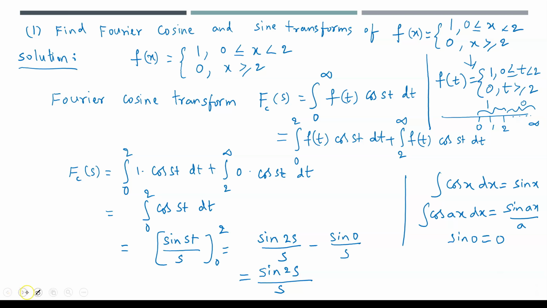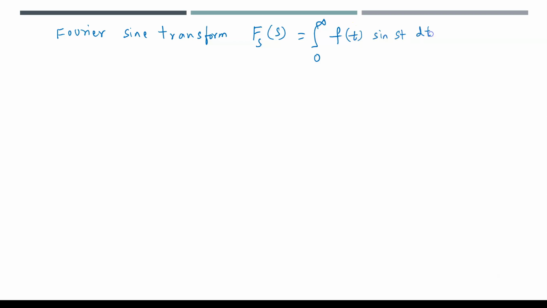Now let us see the Fourier sine transform for the same function. Here the Fourier sine transform is Fs(s) equal to integral 0 to infinity f(t) sin st dt. Now as usual we can divide this interval into two intervals, that is integral 0 to 2 f(t) sin st dt plus integral 2 to infinity f(t) sin st dt.